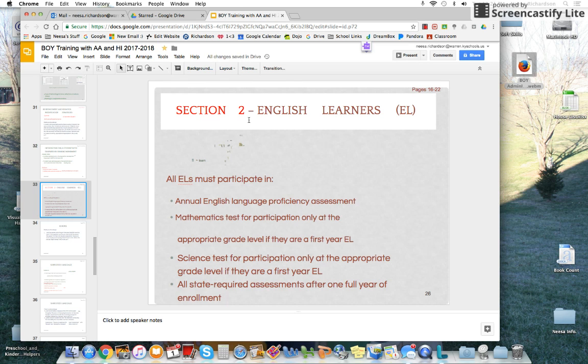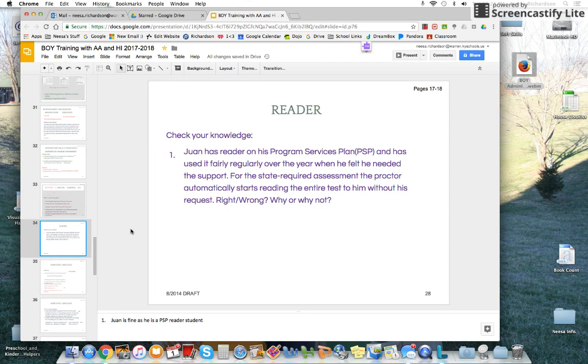Okay, we're on the last leg here. They have a separate section for English learners. Like I mentioned before, many of the accommodations are the same or very similar to an IEP. So I'm going to just highlight over a few that are slightly different or maybe just need to be reinforced. The reader is actually the same, whether the student has an IEP or a PSP.